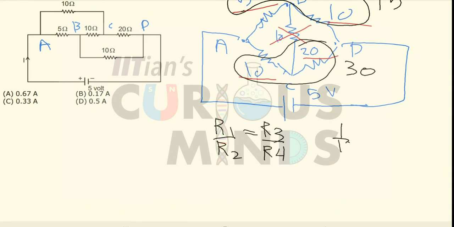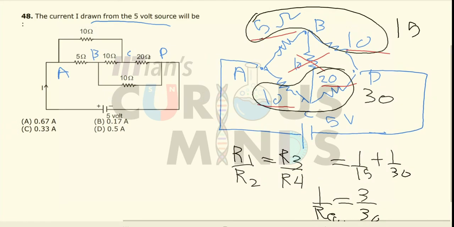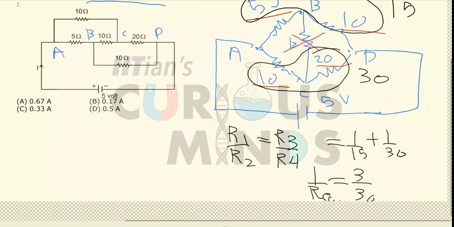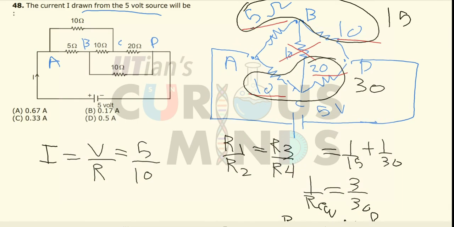So 1 by 15 plus 1 by 30 will be equal to 3 by 30, which is the equivalent resistance. So the equivalent resistance over here will be equal to 30 divided by 3, which is equal to 10 ohms. Okay, we have to find out the total current drawn by the 5 volt battery. So the total current will be equal to total voltage divided by total resistance. Total voltage is 5 volt and the total resistance is 10. So 5 by 10 will be equal to 0.5 ampere, which is equal to option number D.